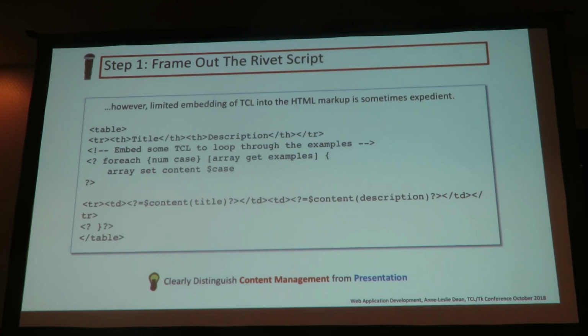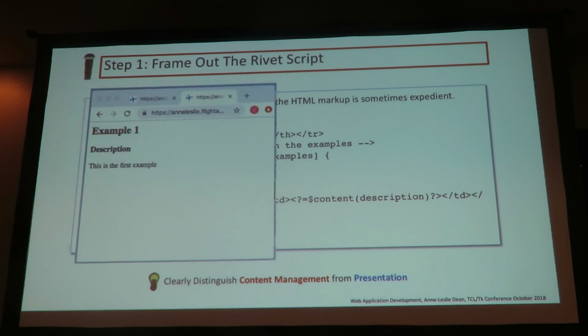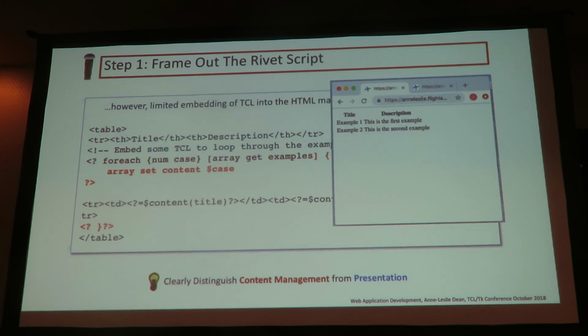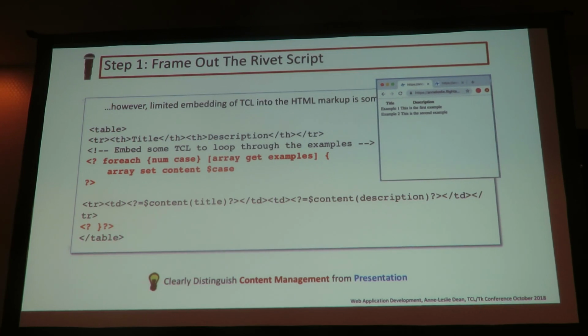So here's an example where I want to output an HTML table. Rows in the table are repetitive, and there's no for loops in HTML. This is what my original web page looked like with just one example. I want to generate this one, so I put example 1 in row 1 of the table, example 2 in the second row. So I just embed a Tcl for loop around my row markup.